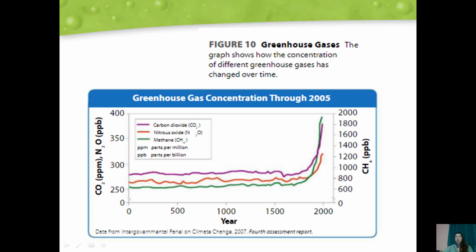Industry uses machinery, and machinery runs on fossil fuels. During the last 200 years, people have used an increasing amount of fossil fuels in homes, cars, and industries. As the fossil fuels release carbon dioxide, the greenhouse effect increases and the temperature of the atmosphere continues to rise.